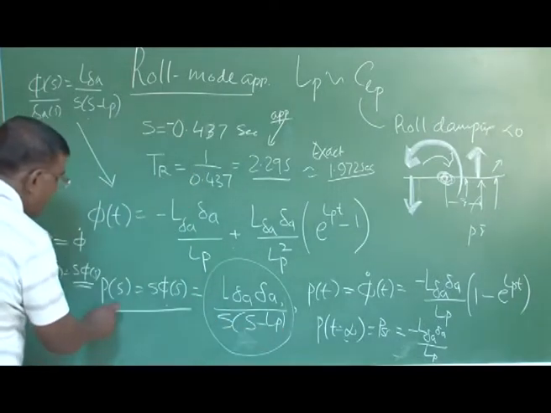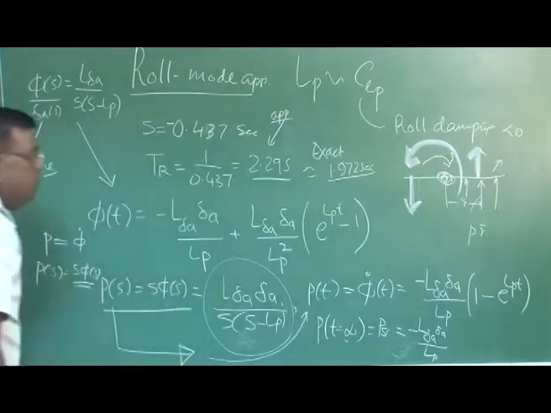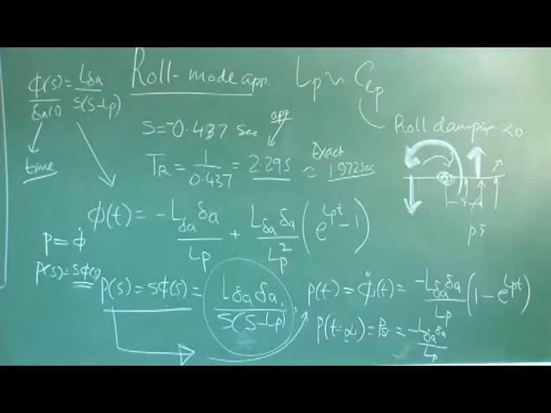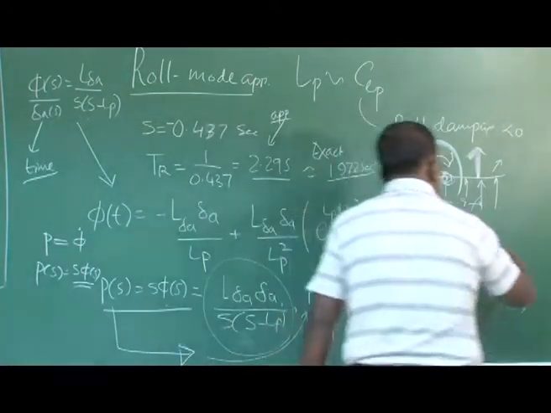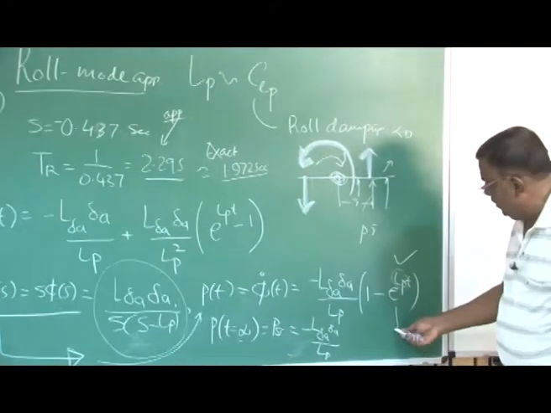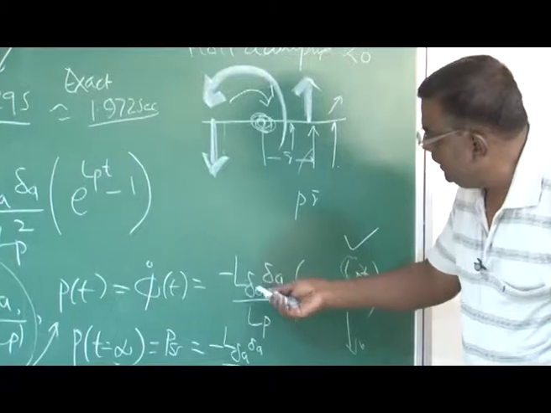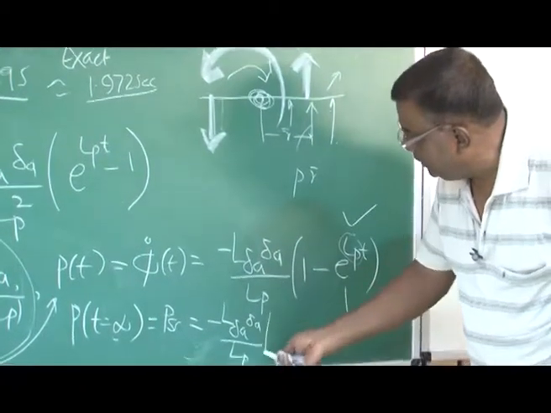So I can easily go from the frequency domain to the time domain by doing the inverse Laplace transform. So this will come out to be this. What are you seeing in this expression? E to the power LP T. Is LP positive or negative? LP is negative. So as time increases, this term will vanish, and you will get a steady state value, which is minus L delta into delta by LP.